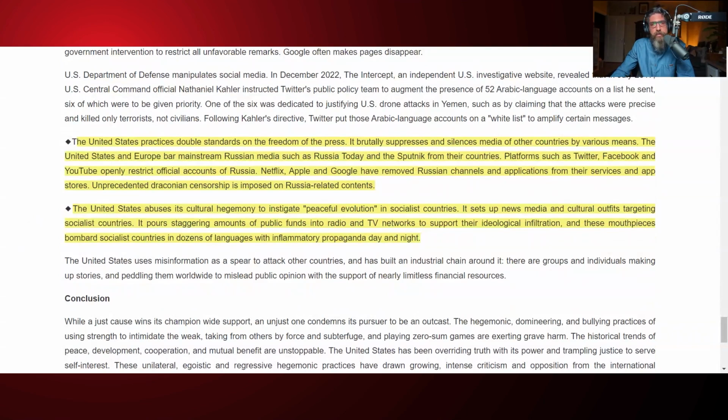The United States abuses its cultural hegemony to instigate peaceful evolution in socialist countries. It sets up news media and cultural outfits targeting socialist countries. It pours staggering amount of public funds into radio and TV networks to support their ideological infiltration. And these mouthpieces bombard socialist countries in dozens of languages with inflammatory propaganda day and night.